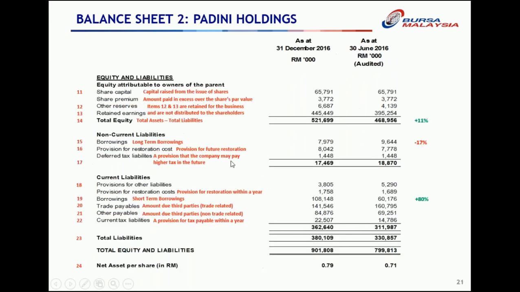Okay, so when we go to the liabilities, let's look at the equity. Share capital is the capital raised from the issue of shares. Share premium is the amount paid in excess over the shares' par value. So share capital is the par value, and share premium is what is paid in excess of the par value. So when does this happen, when they pay in excess of the share's par value?